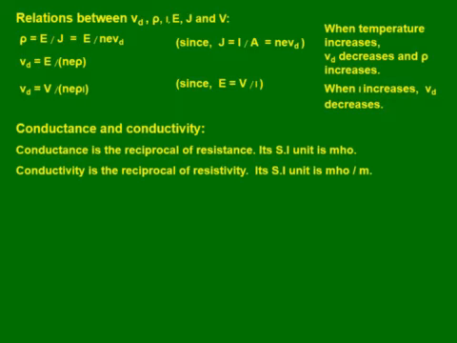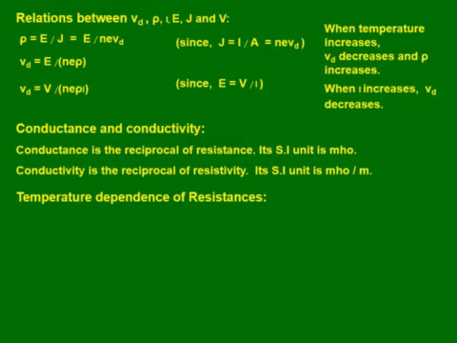I talk about conductance and conductivity. Conductance is the reciprocal of resistance. Its SI unit is ohm inverse, or in other words you can say it's mho. Conductivity is the reciprocal of resistivity. Its SI unit is the reciprocal of that of resistivity, that is ohm inverse meter inverse, or mho per meter.